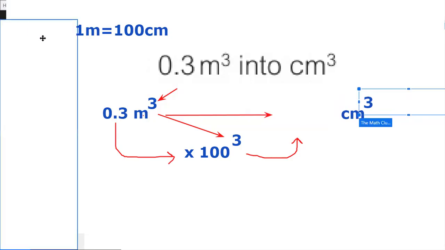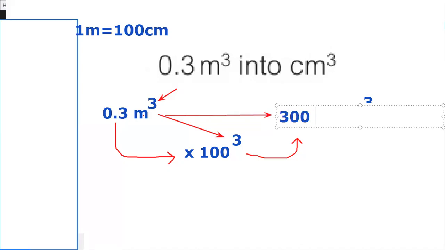Now I do it with a calculator. 0.3 times 100 cubed. So 0.3 times 100 cubed. And the answer is 300,000. So 300,000. And this is how you answer a question like this.